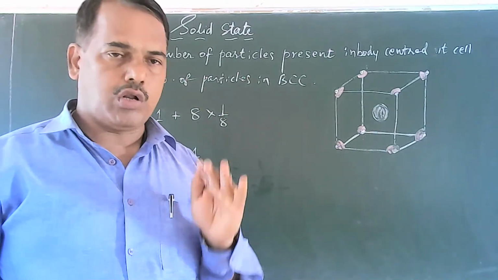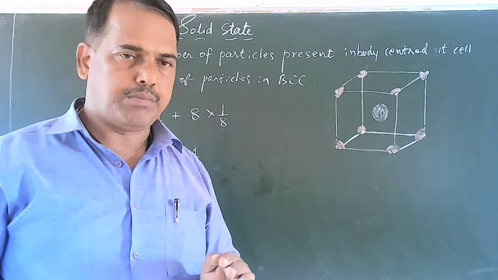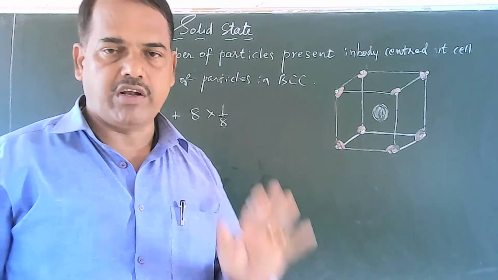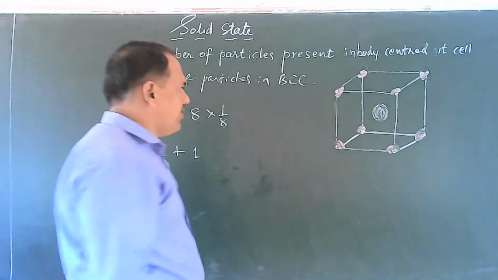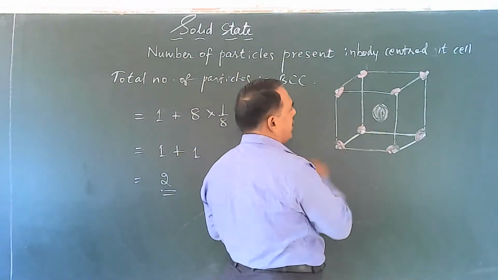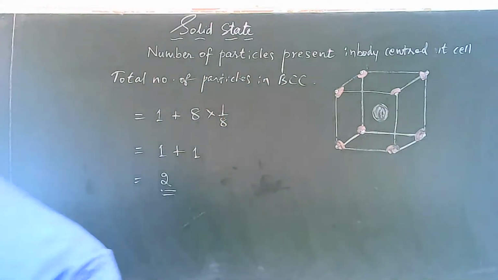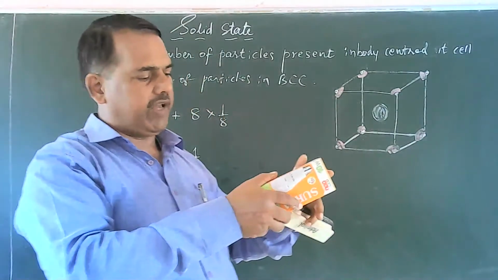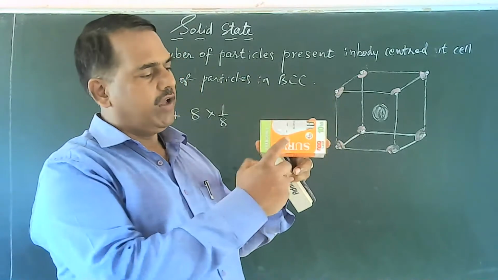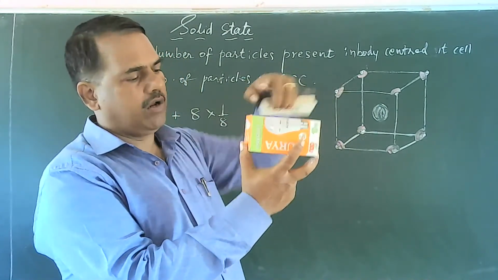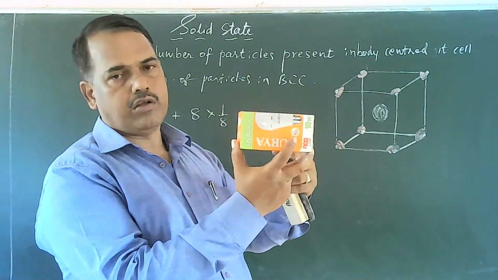Then we shall go for the total number of particles present in a face centered cube. In a face centered cubic lattice, you can see the faces. It is nothing but a cube. See, this face is opposite to the back side. Another one. And this side.